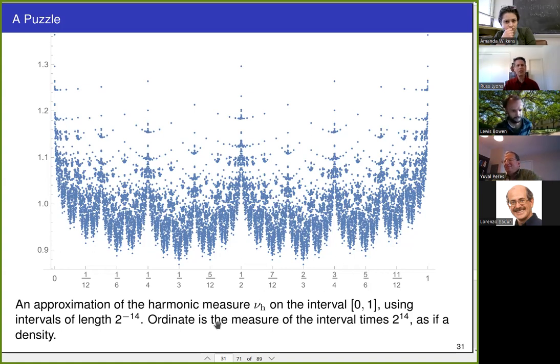We took intervals of length 2 to the minus 14. And for each of those intervals, we approximated what its harmonic measure was by going down to 2 to the minus 20, actually. And took that measure and multiplied it by 2 to the 14 as if it were a density. And so we have a dot. There are 2 to the 14 dots here, 2 to the 14 times the harmonic measure. And then notice the scale here. 0.9 down here is 1.3 up here.